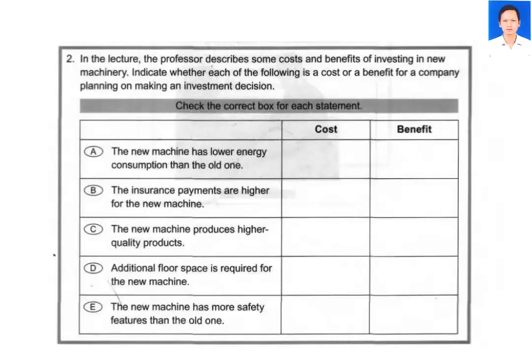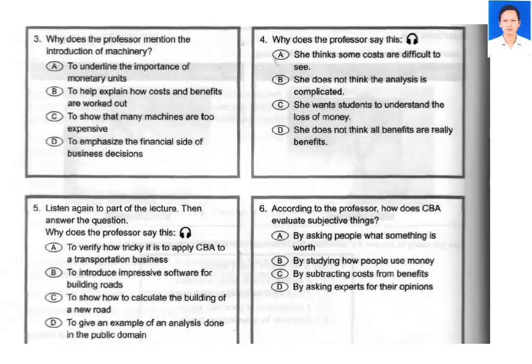2. In the lecture, the professor describes some costs and benefits of investing in new machinery. Indicate whether each of the following is a cost or a benefit for a company planning on making an investment decision. Three. Why does the professor mention the introduction of machinery?